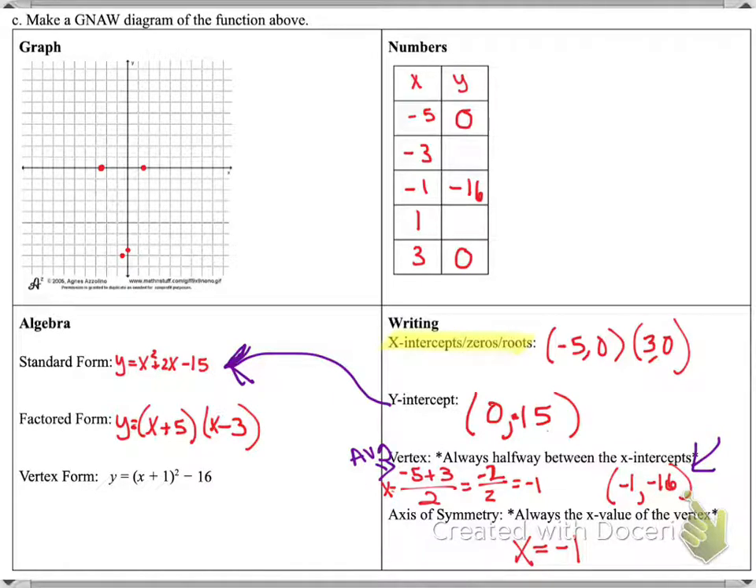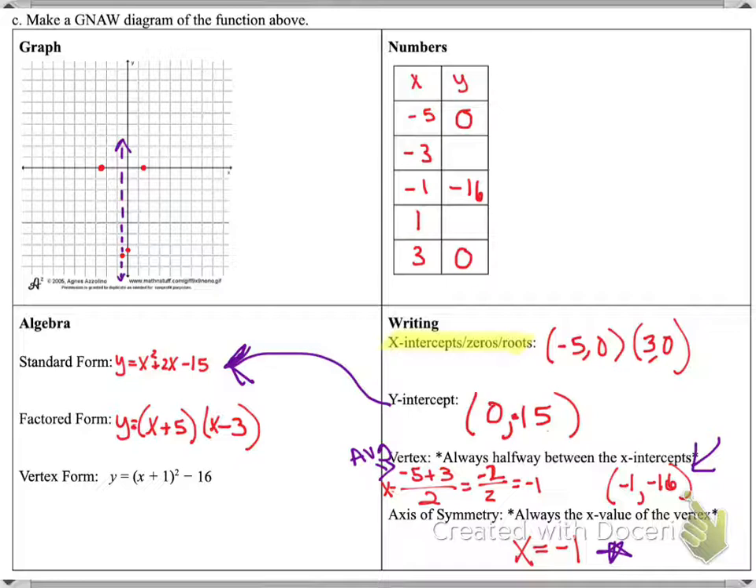And then the axis of symmetry is always the x value for your vertex. So if I wanted to put that on my graph, that's going to be a vertical line straight through my vertex. Now, I had to go by 2's here because I had to get to a y value of -16. So I went by 2's. And I plugged in what I have so far, my x-intercepts, y-intercept, and vertex.